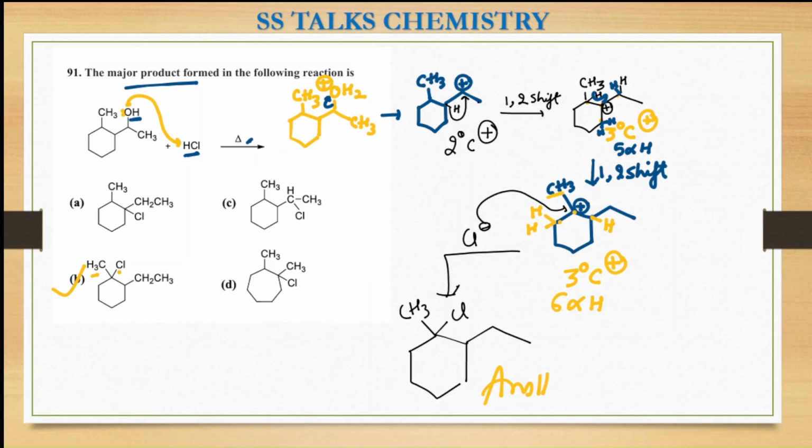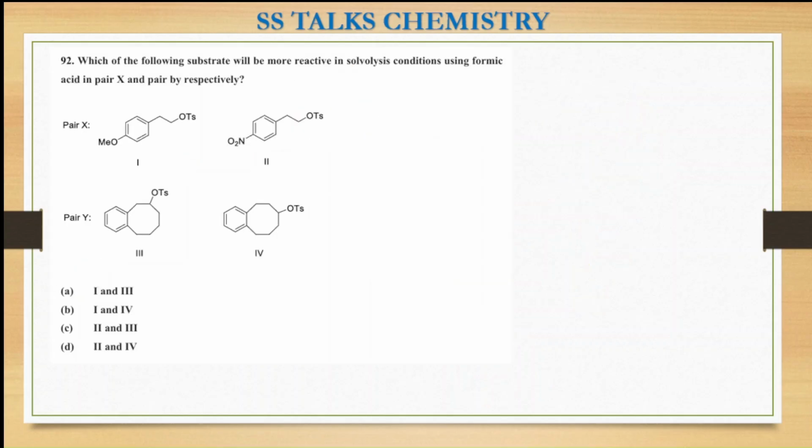Okay, so I hope this one is clear. Let us move on to the next question, that is this one. In this question they are asking which of the following substrates will be more reactive under solvolysis conditions. Solvolysis basically means the SN1 reaction, using formic acid, in the pair X and the pair Y respectively. So two pairs have been given. We have to predict which one is going to give a faster rate of the SN1 reaction.